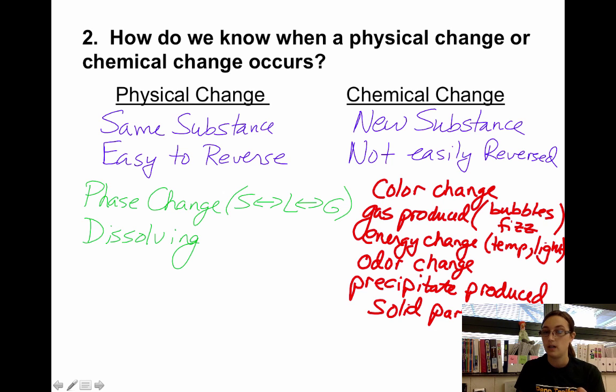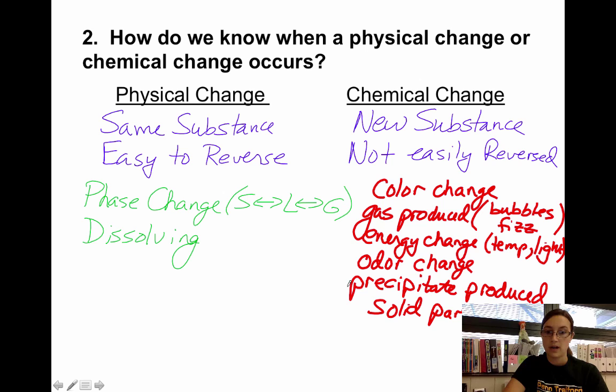So you had a color change. If a gas was produced, that's if you see words like bubbles or fizz. An energy change, which means maybe temperature changes, you see light given off. If you have an odor, right? So you have a smell. Or if a precipitate is produced. And a precipitate is just a solid.